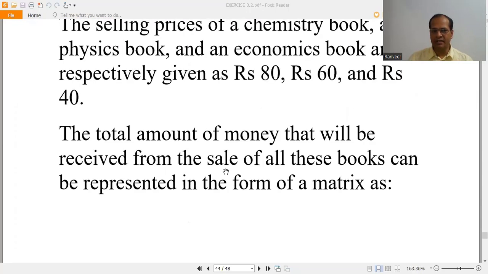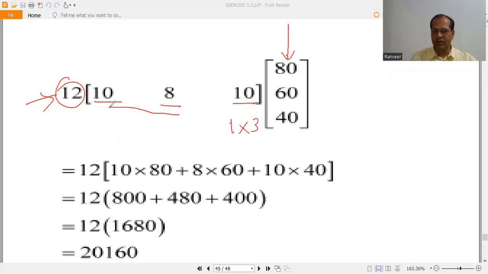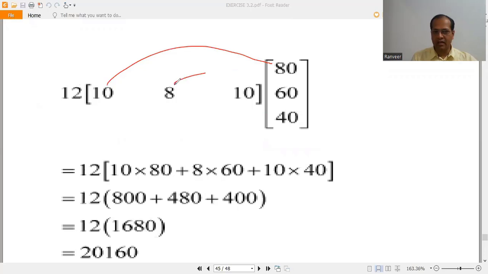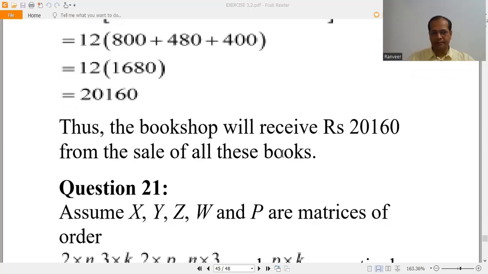So we have to convert this into matrix format. First, we have to take the common factor, because it is 10 dozen, 8 dozen, and 10 dozen. So 12 is the common factor. So we take 12 here, and we represent this in a column. So this is nothing but 1 by 3, this data is 1 by 3, and this is 3 by 1. So the resultant is 1 by 1. This is just the multiplication of 10 into 80. We multiply these values and we get 20,160 rupees. This is the total amount the shopkeeper will receive.